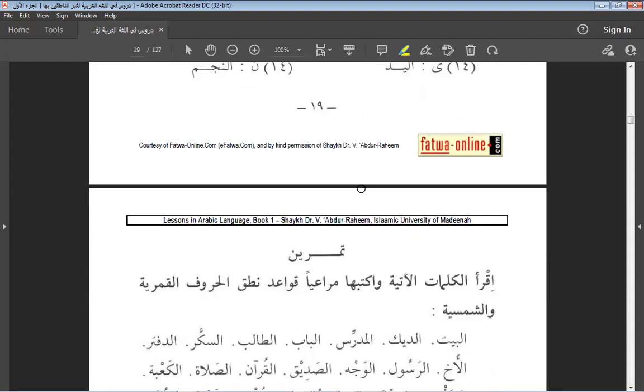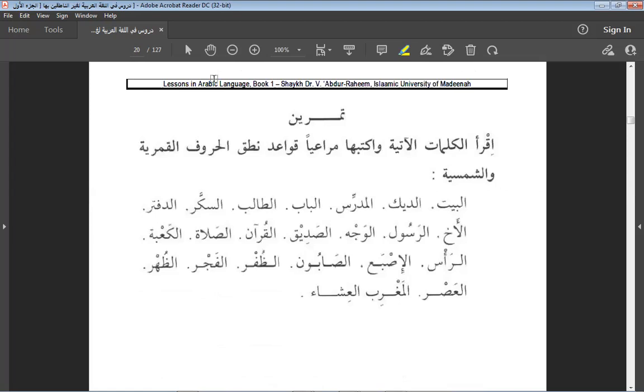Okay. Tamreen in that regard. The tamreen here is also to guide us to get that more clearly. It says, Iqra al-kalimat al-atiya, read the following words. When you have the hard copy, though you are watching it here, on a word like al-atiya you write on top of it, the following. You already know al-kalimat. Iqra al-kalimat al-atiya, waktubha, and write it. This word here, mura'iyan.